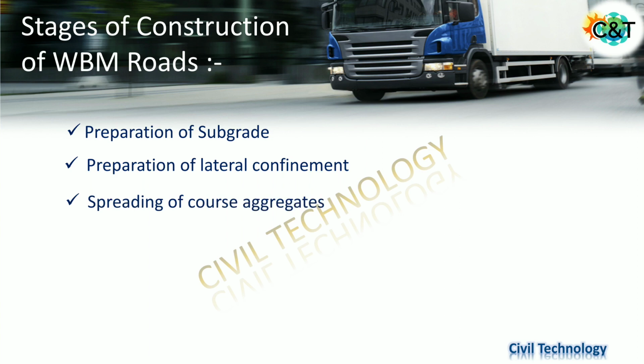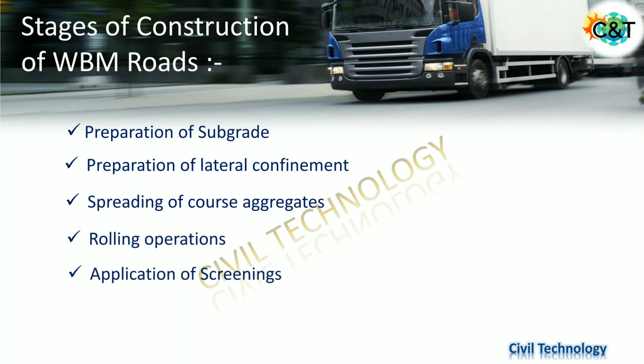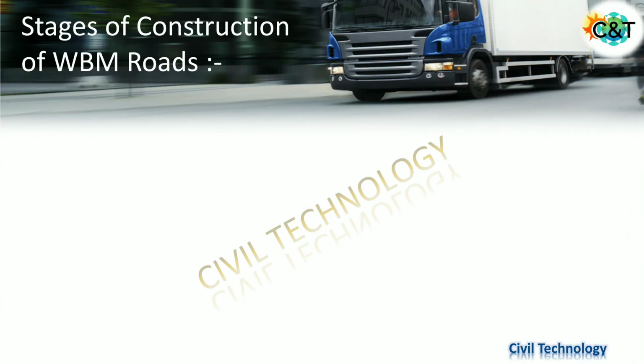Third is the spreading of coarser aggregate. As the name itself says, we spread the coarse aggregate on the road and then do some rolling operation on it for compaction purposes. Then we apply the screening materials on that layer. If you didn't know what the screening material is, please check the first video. Next we sprinkle water and some chemical grouting and apply the binding material on it, like bituminous and all that.